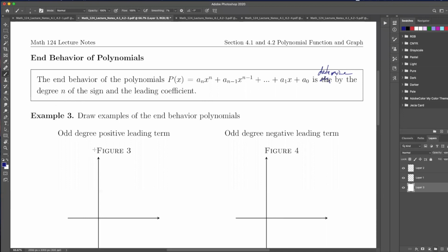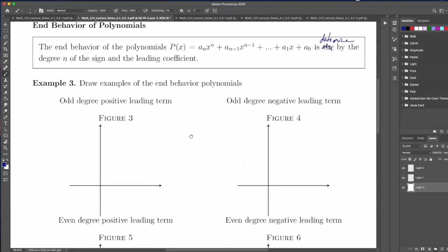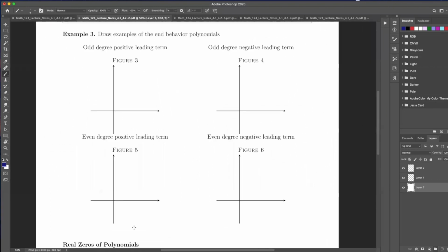And so basically we'll have 4 different end behaviors. Let me zoom out so I can do them all at once. We'll have 4 different end behaviors based off of what's going on. So if it's odd degree, which means like x cubed or x to the fifth, or just x is fine.